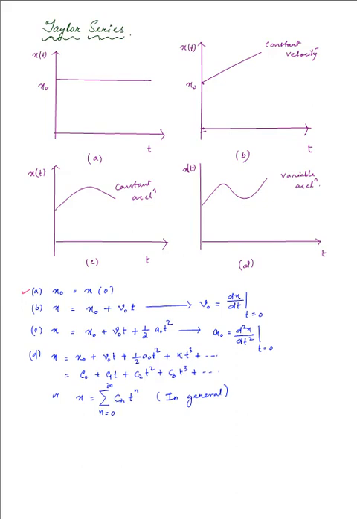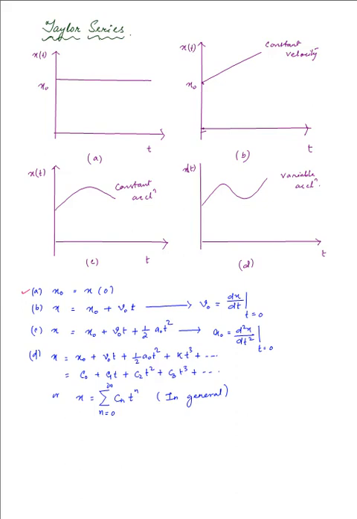As far as the second graph is concerned, the position changes, but it changes constantly with respect to time, which means it covers equal distances, or it changes position equally in equal intervals of time. As a result, we have a constant velocity, or a constant speed in that case, and the resulting equation is x is equal to x naught, which is the initial position, plus the position it has covered in a time t, moving with a constant velocity v naught.